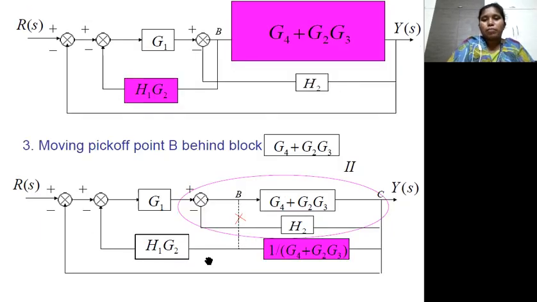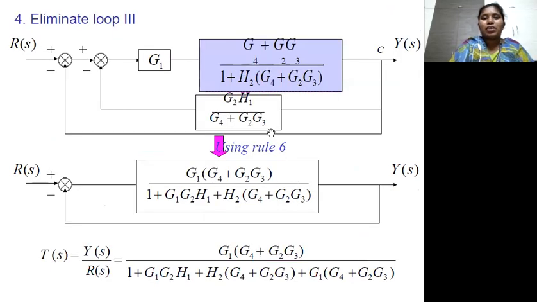And by seeing the below feedback path, there are two blocks here, connected in series. Now the dotted line will not be present here. Why? Because we shifted the takeoff point or branch point from B to C, right? So there is no line existing here. Now these two are connected in series, so what is the resultant block we can place here? The product of these two gains, right? So by multiplying H1 G2 with 1 divided by G4 plus G2 G3, we obtain G2 H1 divided by G4 plus G2 G3.